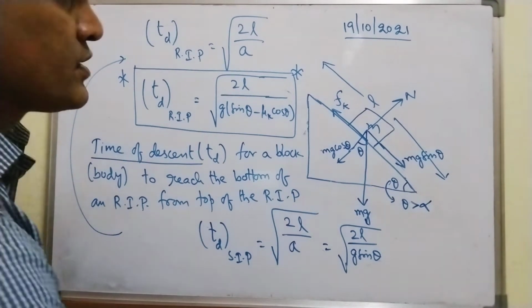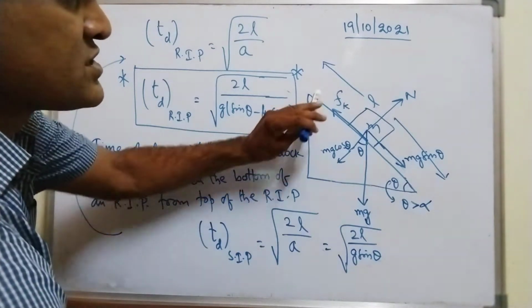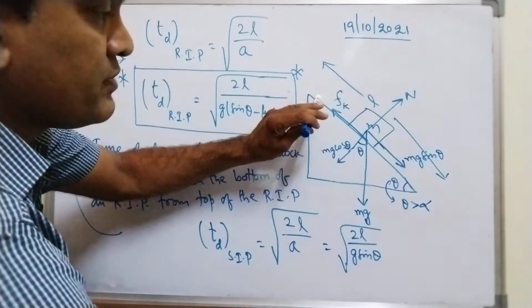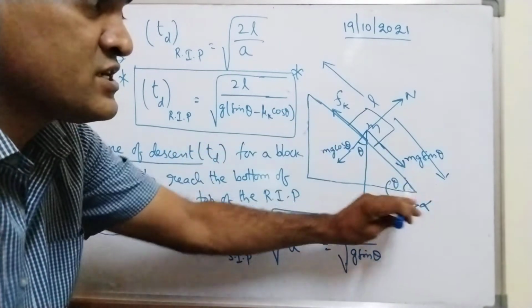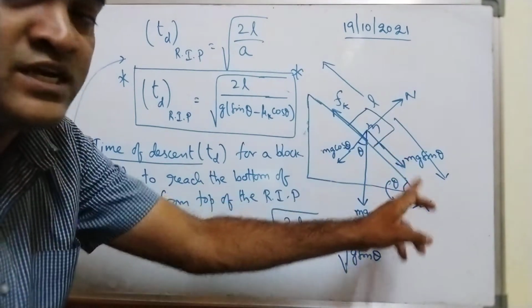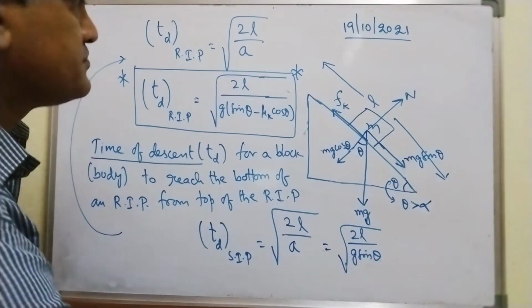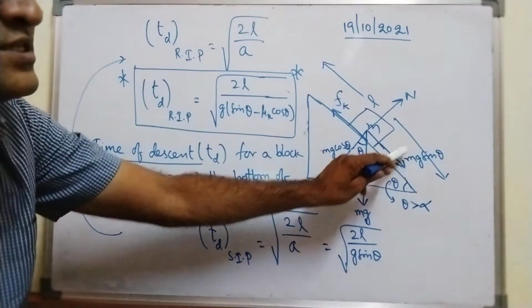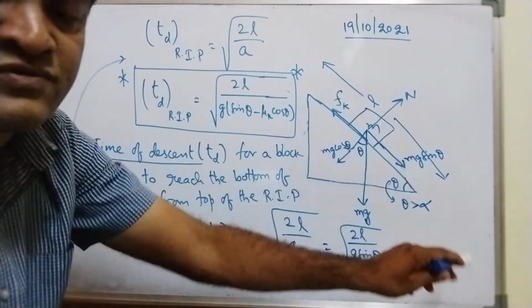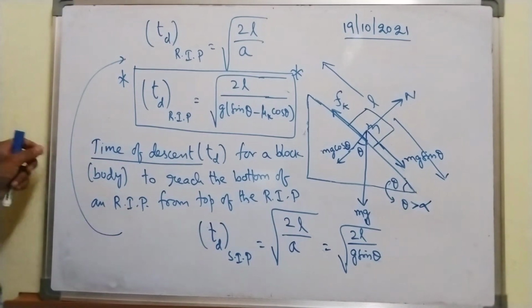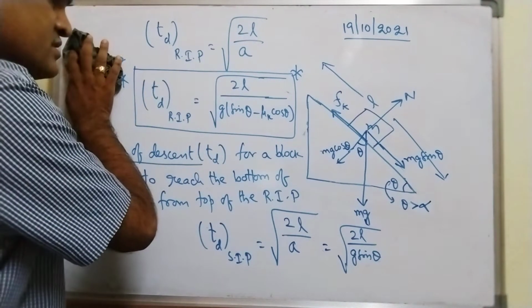This is about time. Now, if the block starts from the top of the rough inclined plane and reaches the bottom, with what velocity will it come down, or what velocity does the block acquire when it reaches the bottom surface of the rough inclined plane? Right? So let me discuss that.